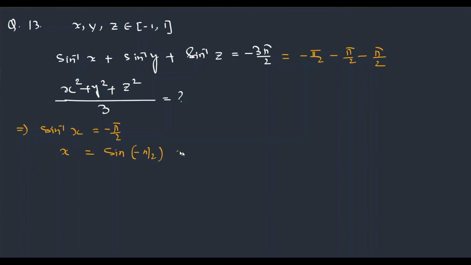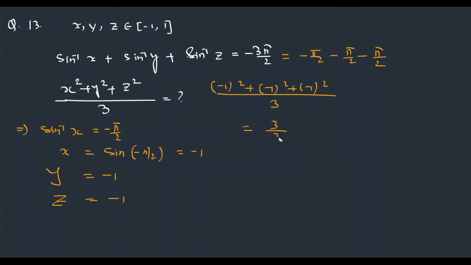So sine of minus pi by 2 is minus 1. Similarly you have y equal to minus 1, z equal to minus 1. So put here minus 1 square plus minus 1 square plus minus 1 square, divided by 3. So the answer will be 3 by 3, which is 1.